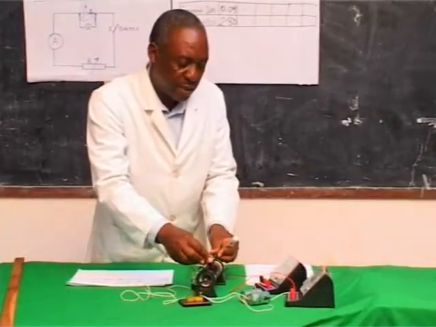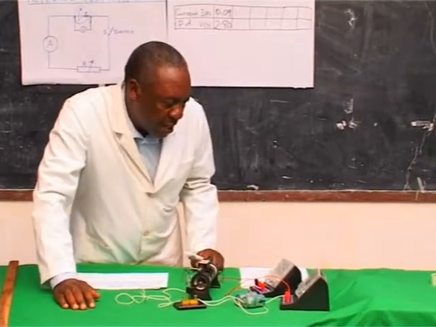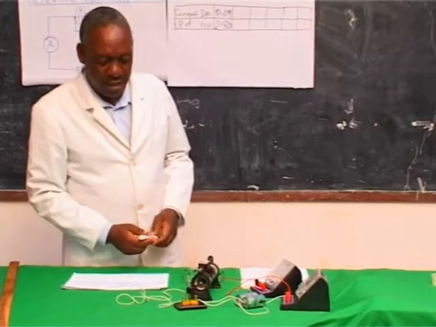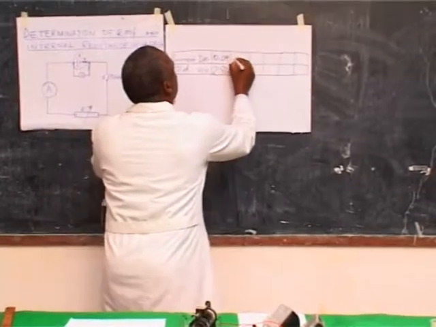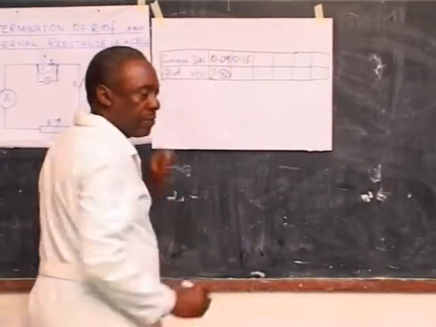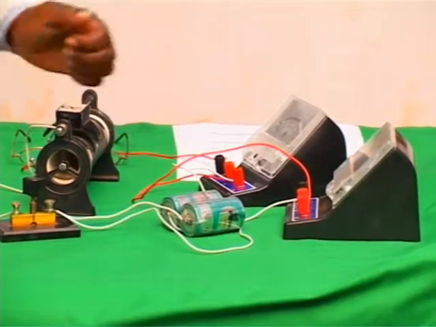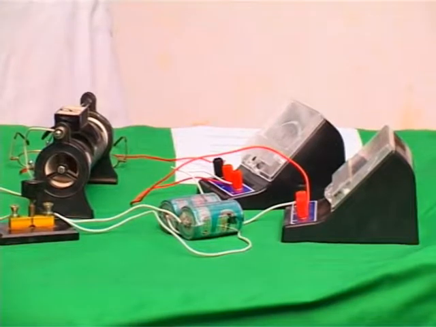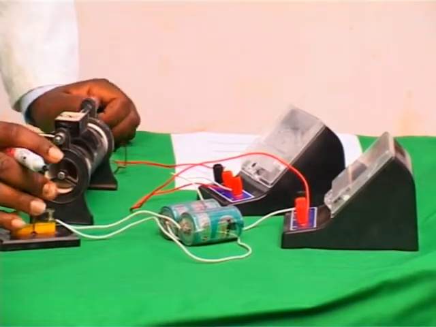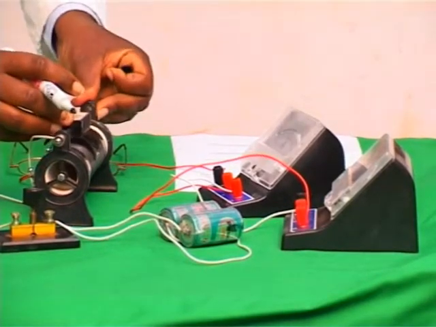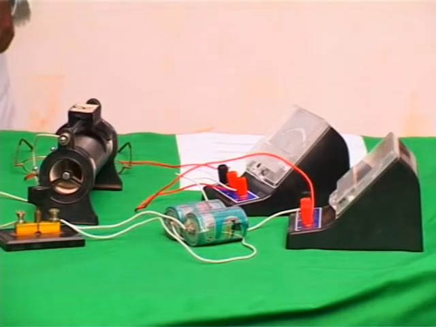Adjust the rheostat to get another set of values. Read the ammeter reading and the voltmeter reading. So, then 2.7. Adjust the rheostat and continue doing so to obtain more than 3 readings.